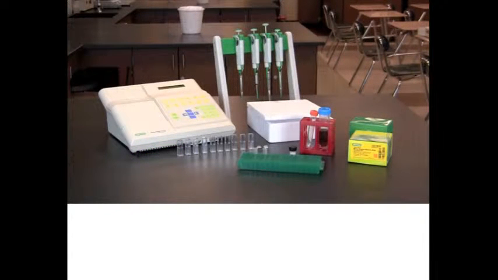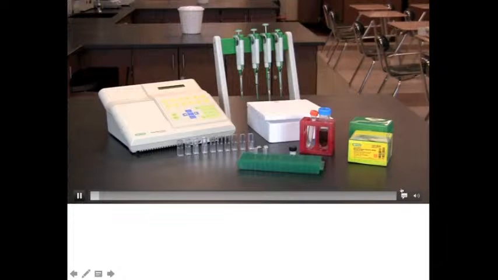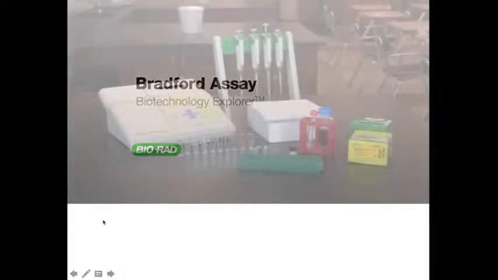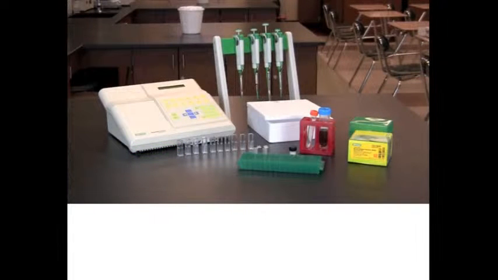In this video, you will learn how to perform protein quantitation using the Bradford assay. Protein quantitation is one of the most commonly performed procedures in a biotechnology laboratory. In this activity, the protein concentration in milk will be measured using the Bradford assay.